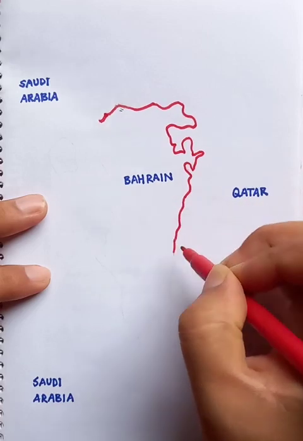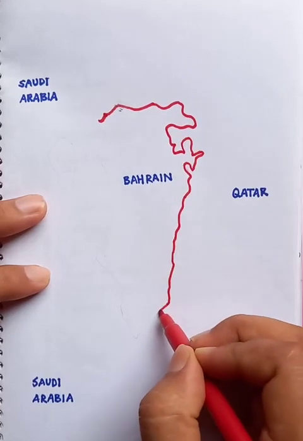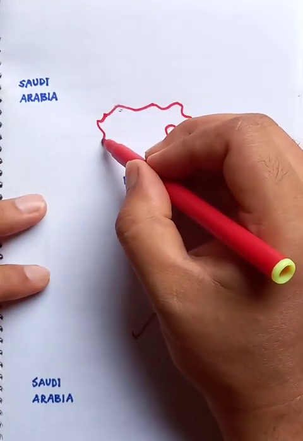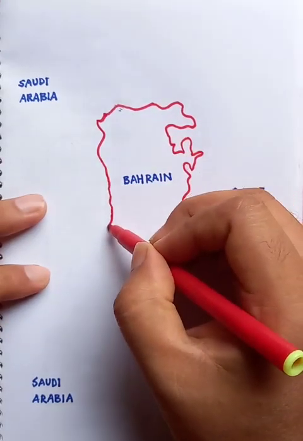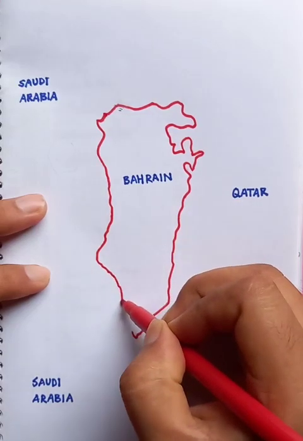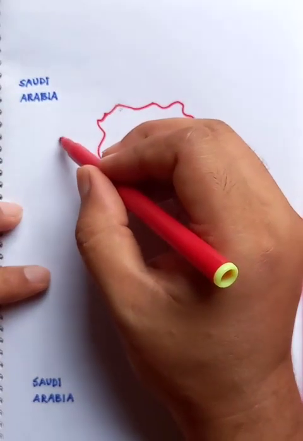All right, and it defines the borders of any country, and that remains the same. Okay, so looks like Bahrain is a smaller country, not so much bigger, but it's a nice country.